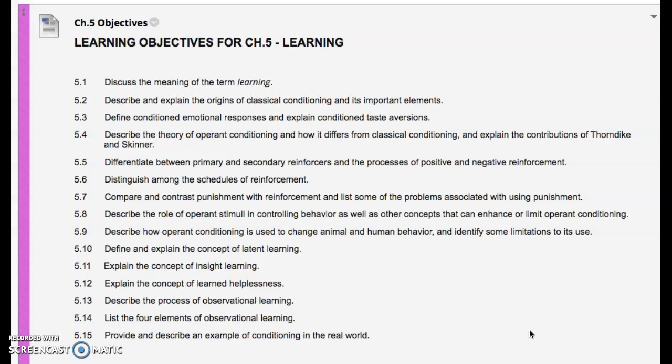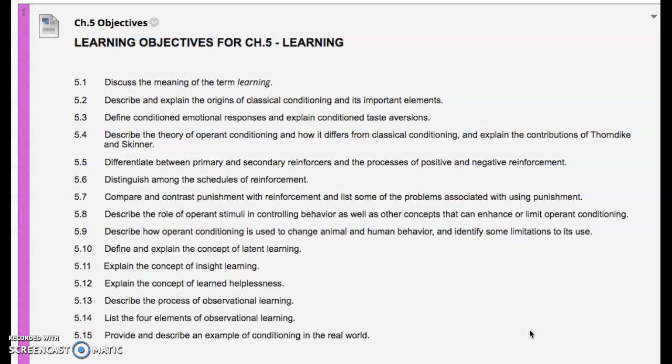So the first that we're going to be looking at is classical conditioning. You're going to want to be able to describe and explain how classical conditioning started, the origins of it, and what are its important elements. And so this is the work of Pavlov and his dogs. You're going to see some of the video clips from that in this week's readings and videos in Revel. So hopefully the videos will help show how this all works.